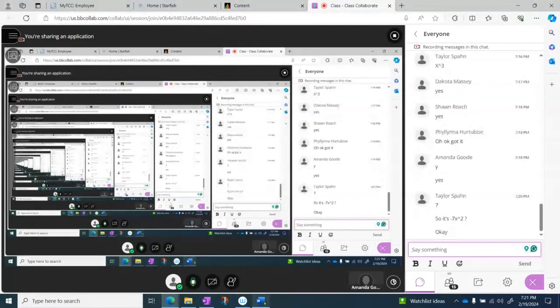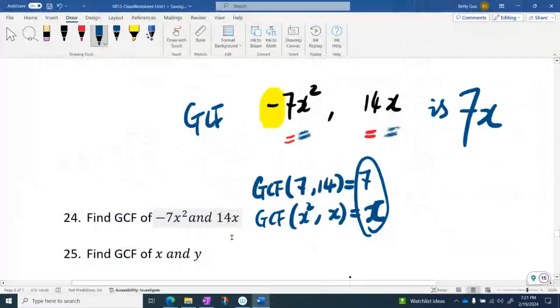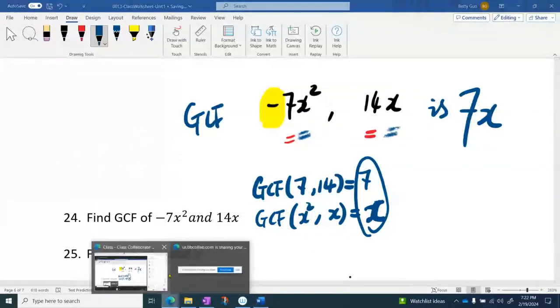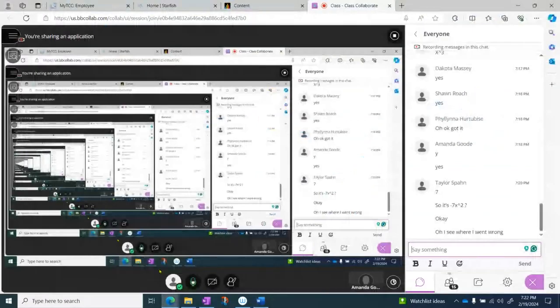Every term has two parts, remember? The numerical part and the variable part. So we go by parts. We find the GCF of the numerical parts of the two terms. The numerical parts 7 and 14, GCF is 7. And then we look at the variable parts, x squared and x. GCF of x squared and x is just x. I see where I went wrong. Okay, awesome. Thank you, Taylor. Let's practice more here.